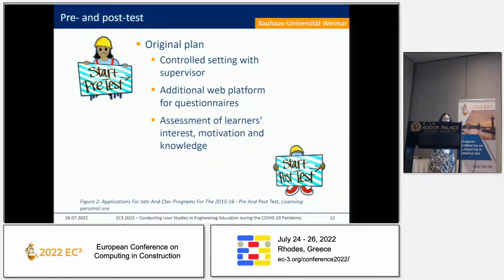So, like I said, a controlled setting was planned with the supervisor, who was supposed to also answer any questions from the learners. And in these pre and post tests, we want to find out through questionnaires how much prior knowledge users have, what their motivation is, and what their interests are, so we can also assess their learning outcomes.